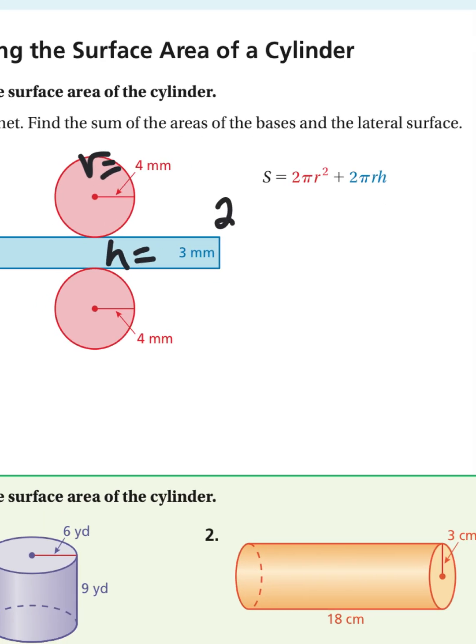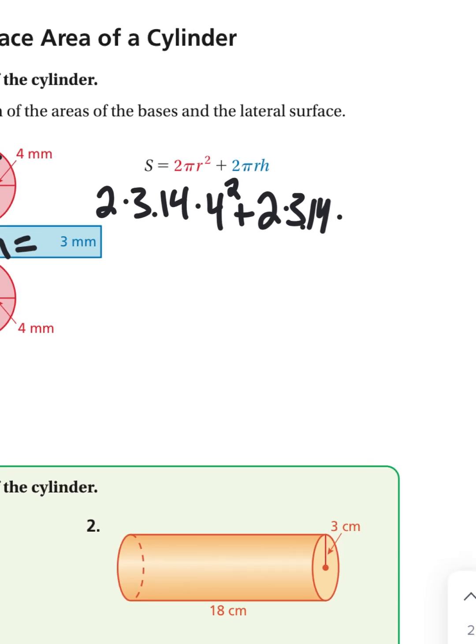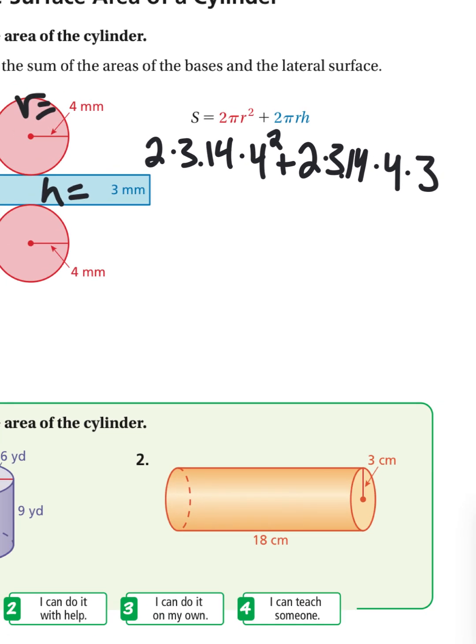So I have 2 times pi, which is 3.14, times r, which is 4. We're going to say 4 squared, plus 2 times pi times radius times height. Okay, now I find this easiest to type into a calculator if we do it in sections. So I would first type this into a calculator and then type this chunk. And then we will add them together.